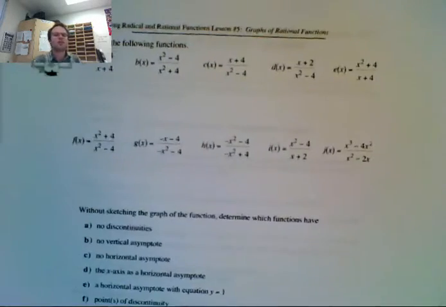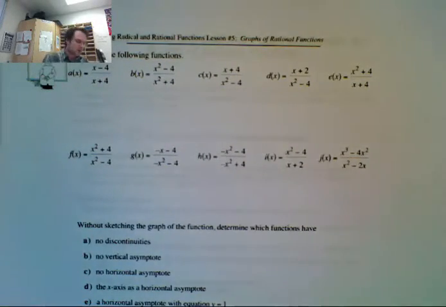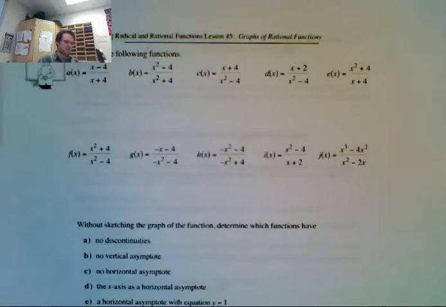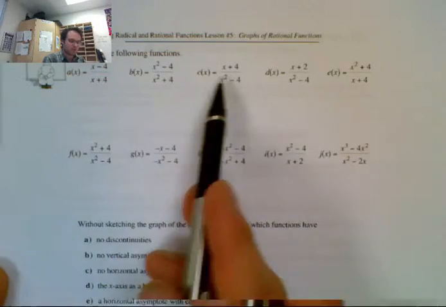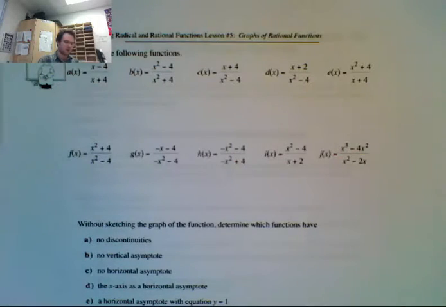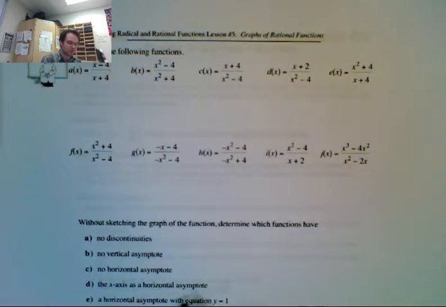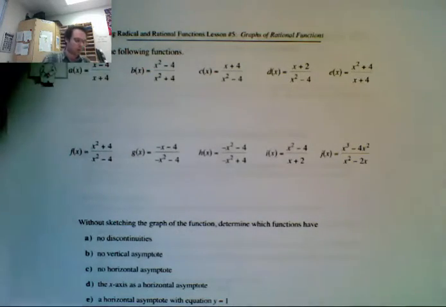Alright, so let's take a look at this class example here. It says consider the following functions. Okay? So we're looking at these 10 functions here. Without sketching the graph of the function, determine which have no discontinuities, no vertical asymptotes, horizontal asymptote, the x-axis horizontal asymptote, an asymptote of the equation equal to 1, and points of discontinuity. So in order to start this off here, I'm going to have to do some factoring so I could look at this and figure out a little bit more.